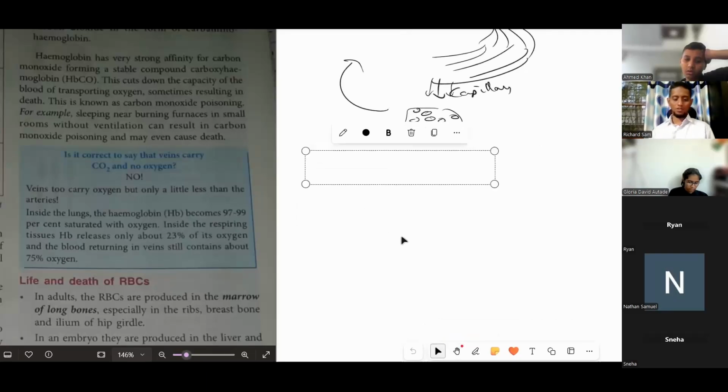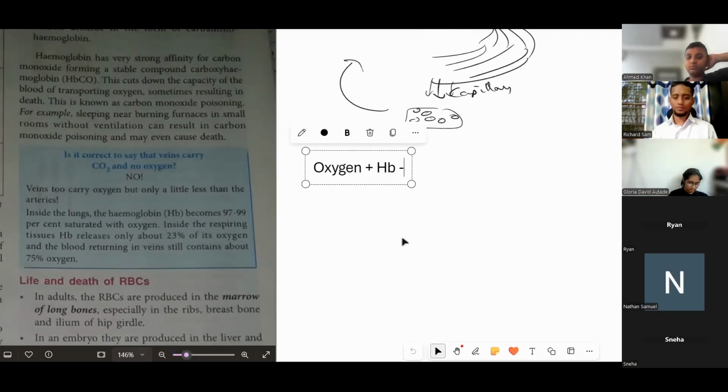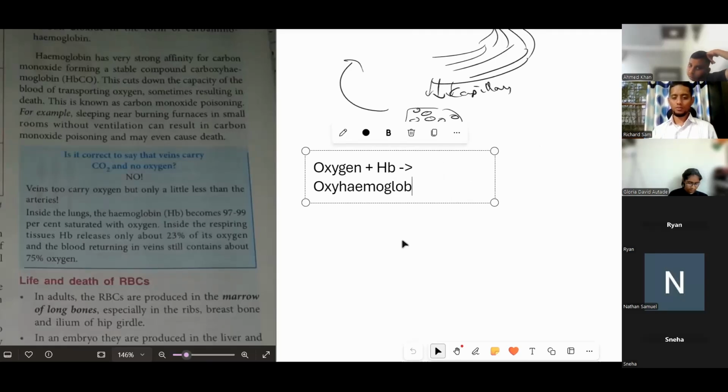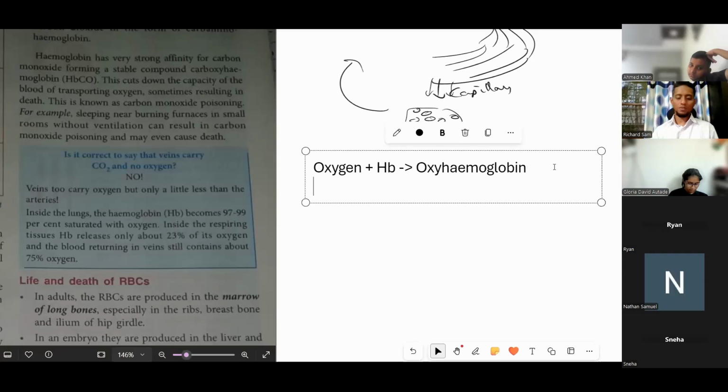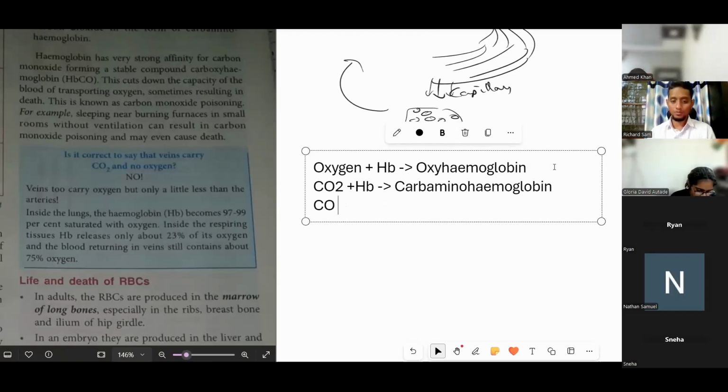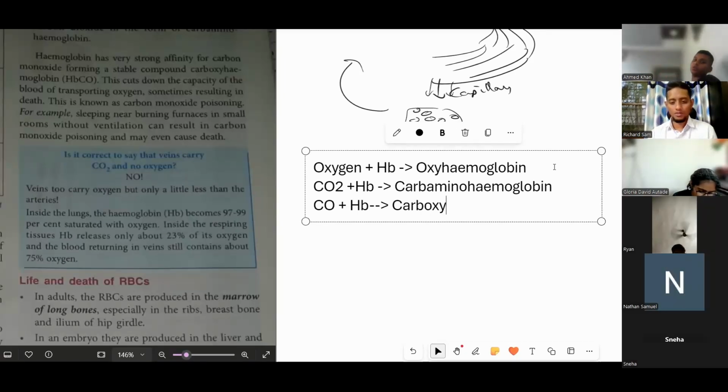So what are the names of these compounds formed? If oxygen attaches with hemoglobin, what do you get? Oxyhemoglobin. What if carbon dioxide attaches with hemoglobin? Carbaminohemoglobin. And what about carbon monoxide plus hemoglobin? What do you get? Carboxyhemoglobin. Write down this.